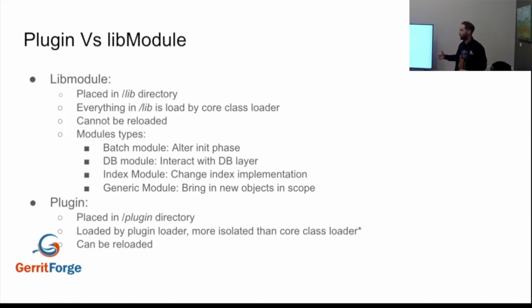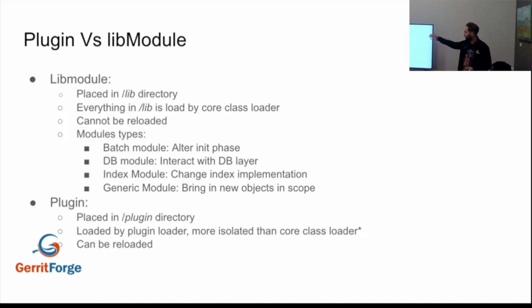A lib is going to be able to interact a lot more with the low level of the Gerrit machinery, while plugins are quite isolated in what they can do. Libs cannot be reloaded, so if you put a new jar in the lib folder, you need to restart Gerrit. Gerrit is not going to automatically pick it up.